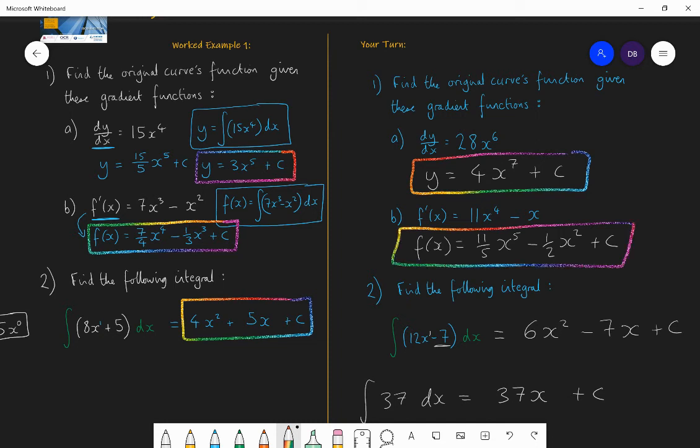I'm now going to show you another example where we try and find out the value of c if we are given a little bit more information. So before you go away and practice, I'm going to do another example first. So the second worked example.